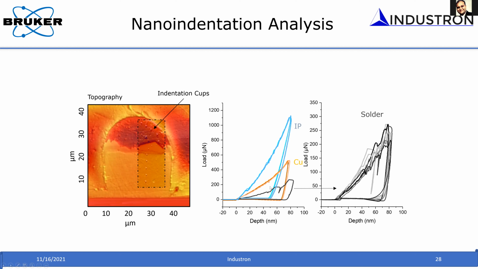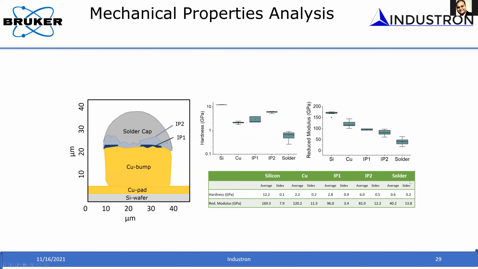Copper over here, and then this is the solder ball. You can see the load displacement curves are different at different regions, and then you can go calculate the modulus and hardness. For example, you can see that the silicon has much higher modulus, about 140 GPa. And then you can see for copper, it is less.